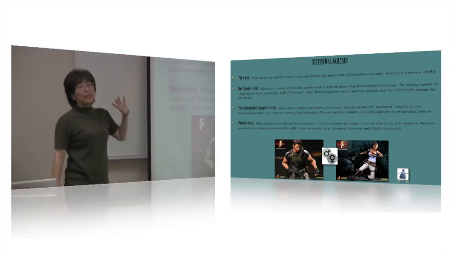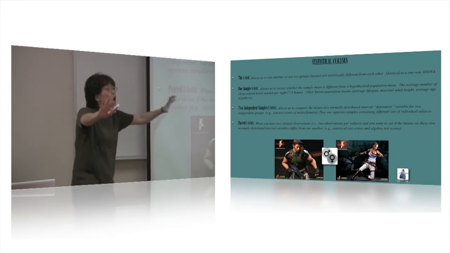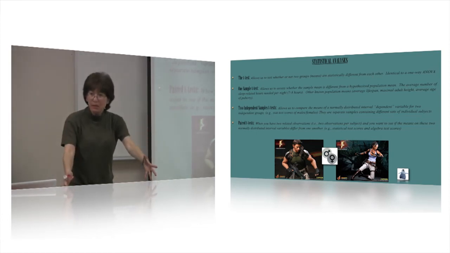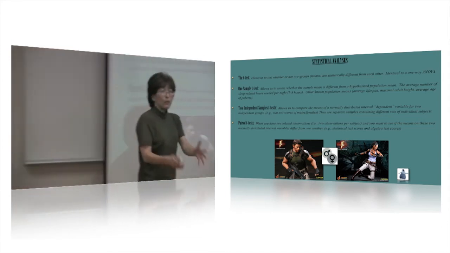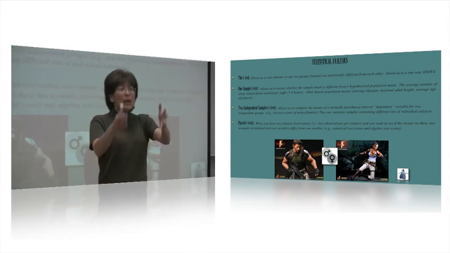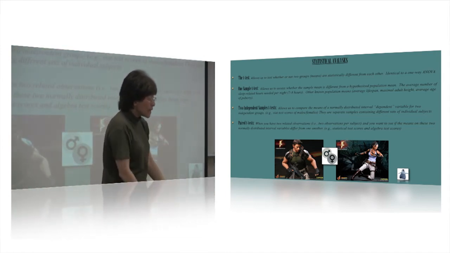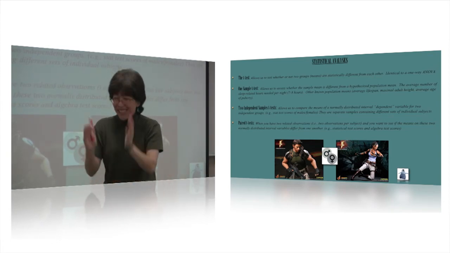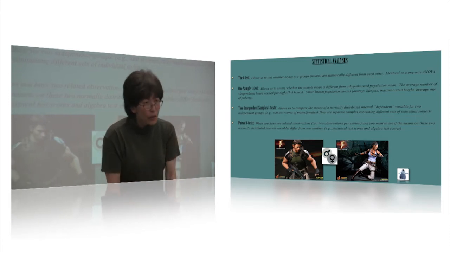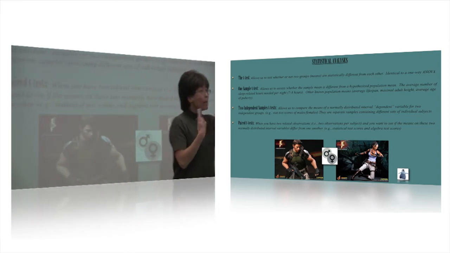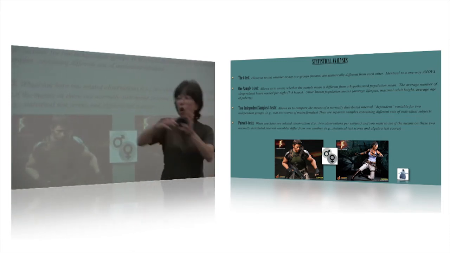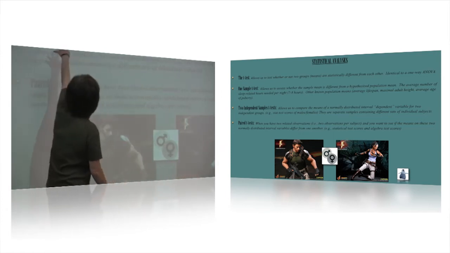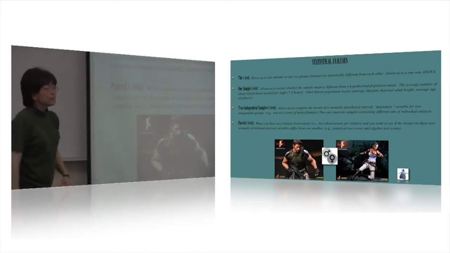A one sample t-test is basically when you know the population mean. Like height. We know the US population mean for males in terms of height. We know it's 5'10", 70 inches. So I can compare my sample to the known mean. That would be a one sample t-test.